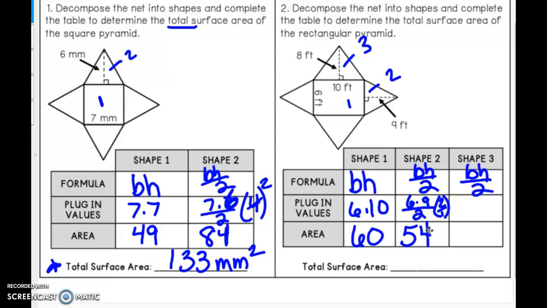So that's both this one and this one. And then we also have shape 3, which is, oops, I'm sorry, it was the wrong one. 10 by 8 divided by 2 times 2. And so those two triangles are worth 80. And if we add those all together, we get 194, and this is feet squared.